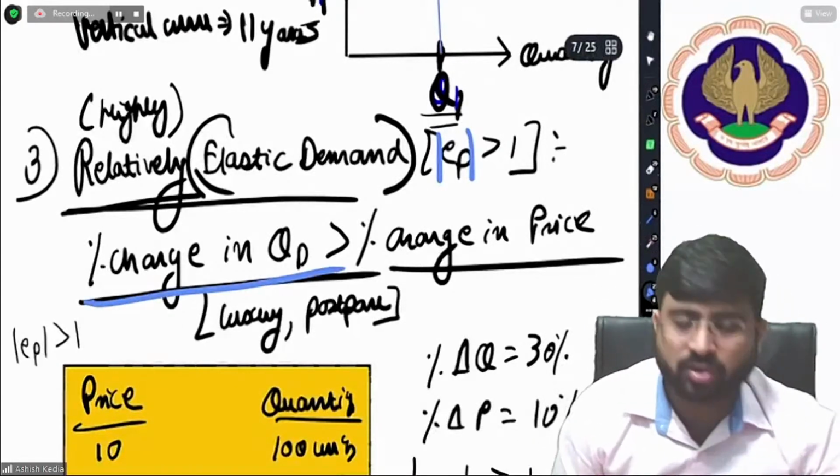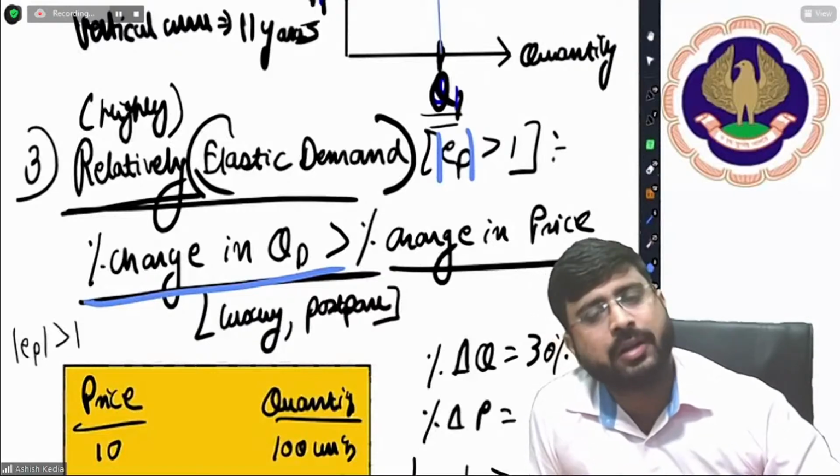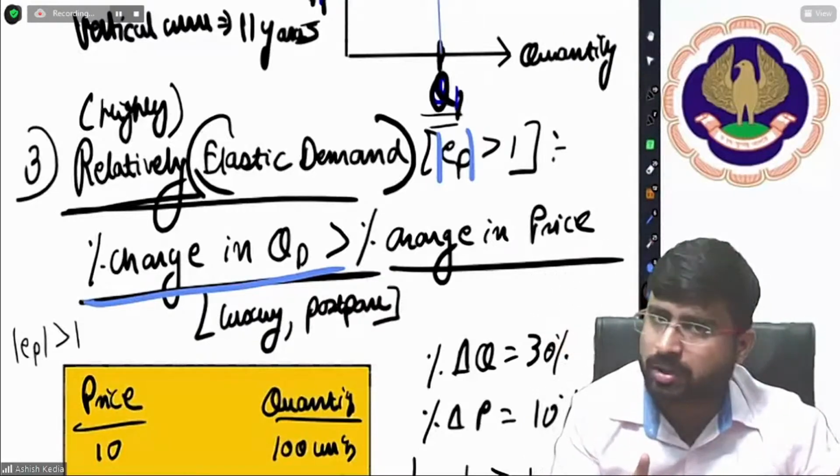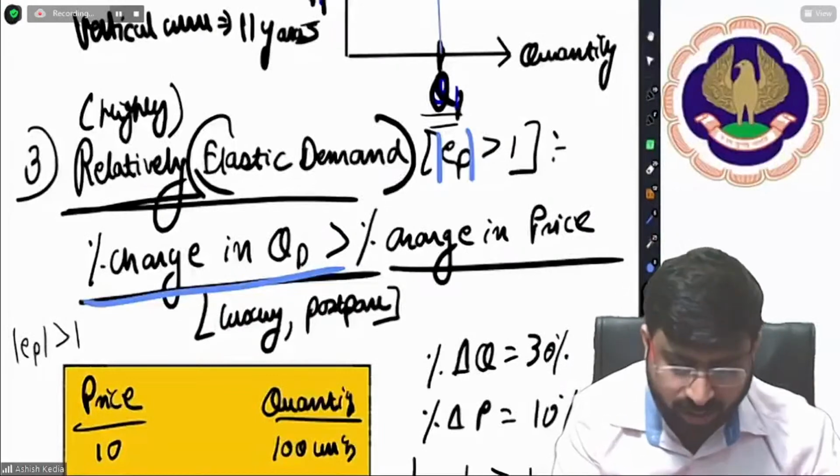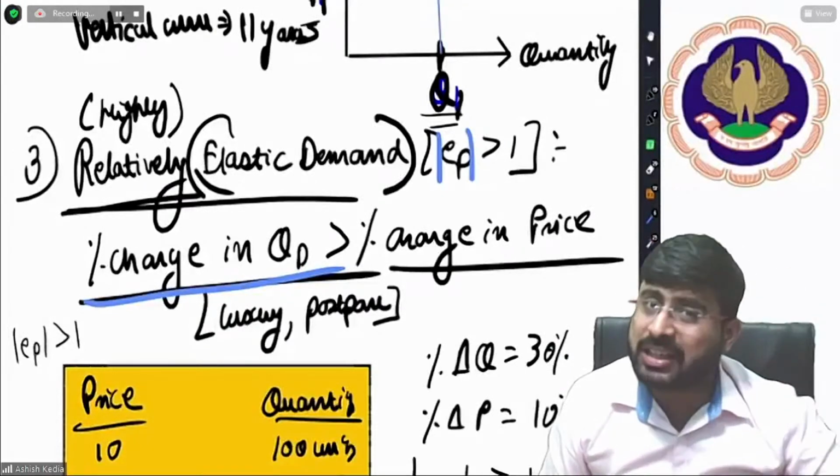The percentage change in quantity demanded is higher. Change is in both, but which is higher? Quantity demanded. That's relatively elastic demand.